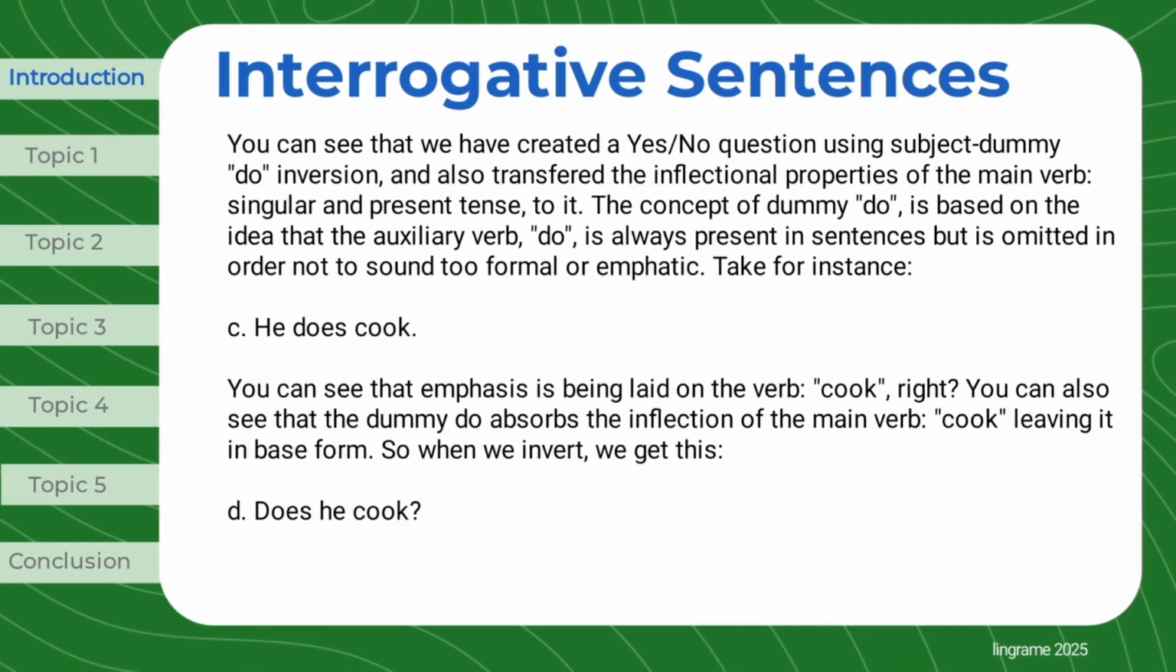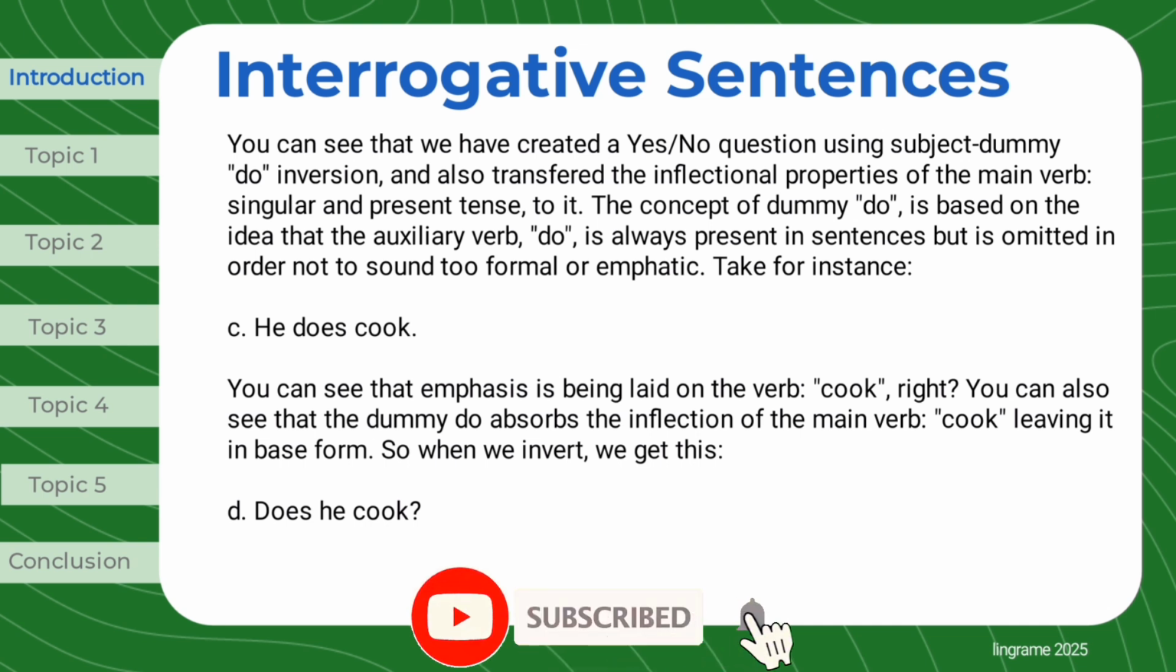You can see that we have created a yes, no question using subject dummy do inversion, and also transferred the inflectional properties of the main verb, singular and present tense, to it. The concept of dummy do is based on the idea that the auxiliary verb, do, is always present in sentences but is omitted in order not to sound too formal or emphatic.